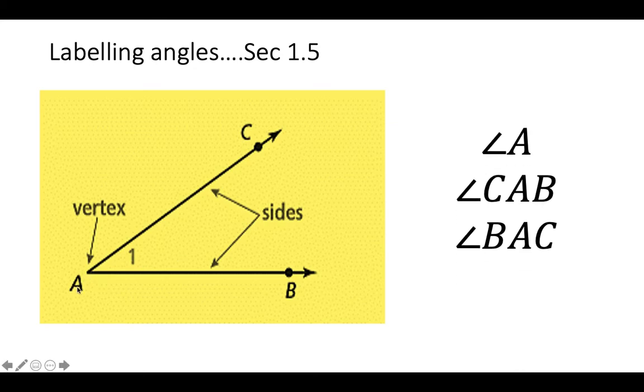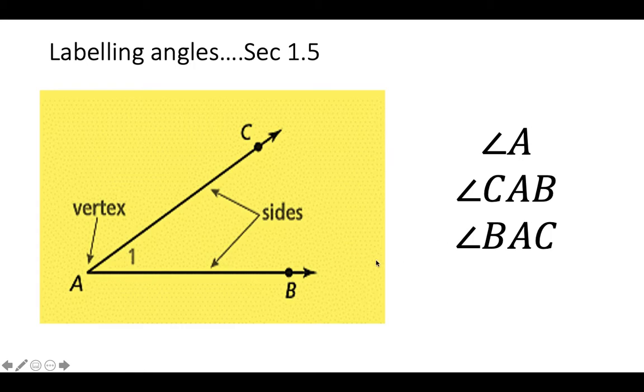So this could be called angle A because that's the vertex. It could be called angle 1 because that's the number that we've labeled for it. But, and this is really important, trace these with your finger and call out the points. So we've got C, A, B. We can also go the other way. B, oops, where's my mouse? B, A, C. So CAB and BAC.